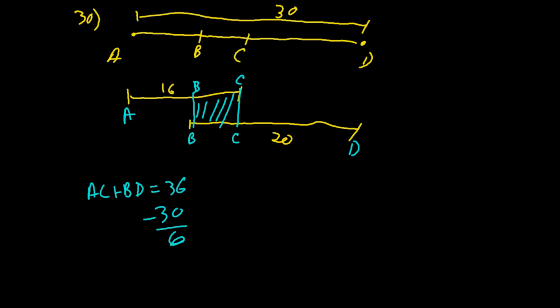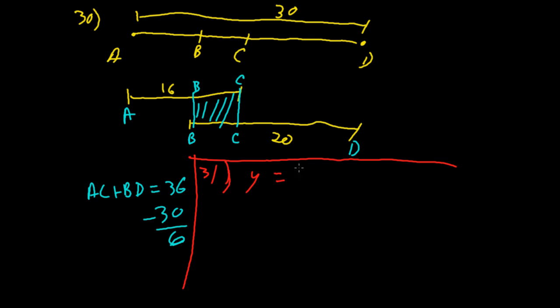Question 31 says, what is the x-coordinate of the point in the standard xy coordinate plane at which the two lines y equals 2x plus 6 and y equals 3x plus 4 intersect? So where do these two lines intersect? It wants to know specifically the x-coordinate at which they intersect.